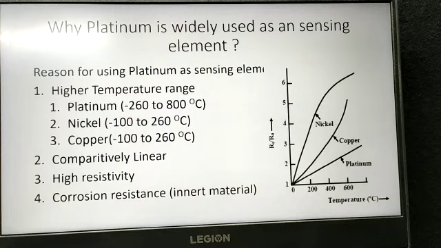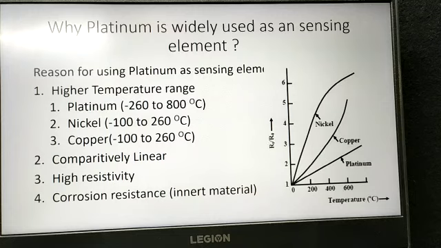The first one is high temperature range. Platinum has a higher temperature range as compared to nickel and copper. Platinum has a range from minus 260 degrees centigrade to 800 degrees centigrade. Nickel has minus 100 degrees centigrade to 260 degrees centigrade. Copper has minus 100 degrees centigrade to 260 degrees centigrade. That's why for higher temperature applications we prefer platinum.